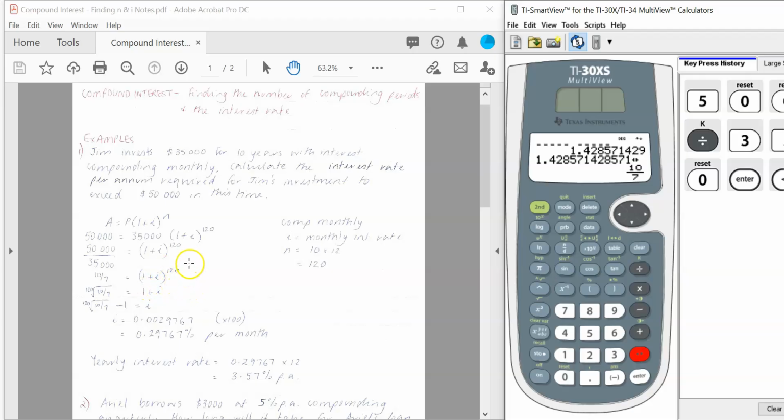The next thing we need to do when solving this equation is we need to deal with removing this power of 120. In order to do that, let's just consider some things that we're quite familiar with. If I had x squared equals 16 and I wanted to solve that equation to work out what x is, we know that we would take the square root of 16 and we would get that x equals 4.